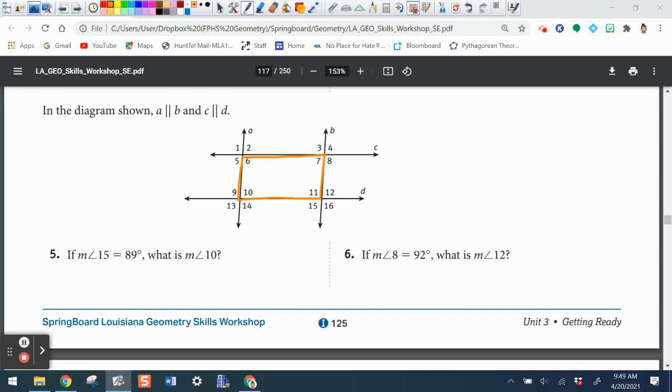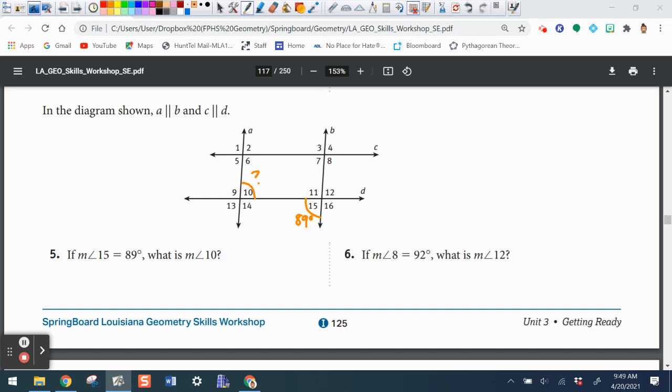So number 5 says, and I want to establish that 5 and 6 are 2 separate problems using the same diagram. So don't consider, well, if I use measure of angle 15 equals 89 degrees here, then it's going to apply for 6 as well. That's not the case. So we're going to do these 2 problems separately. If the measure of angle 15 is 89 degrees, what is the measure of angle 10? So that's the angle in question.